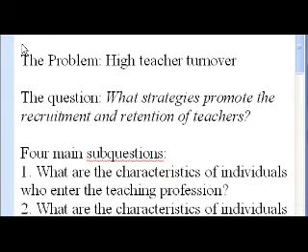In the issue of high teacher turnover, there are lots of different ways that you could approach that particular problem. In this particular journal, they begin by asking a question, which is, what strategies promote the recruitment and retention of teachers? As a research question, it's very clear and helps us get started thinking about how we're going to gather both literature and data to help us answer this question.